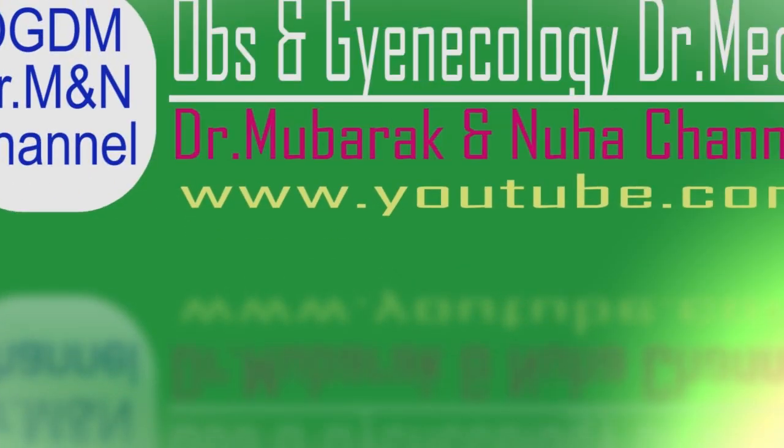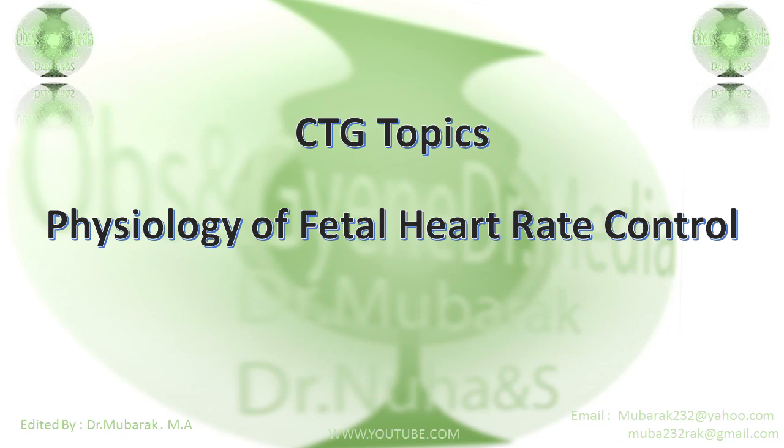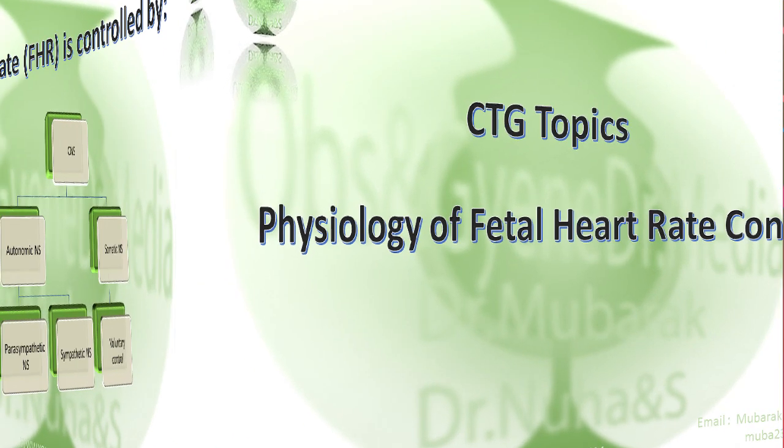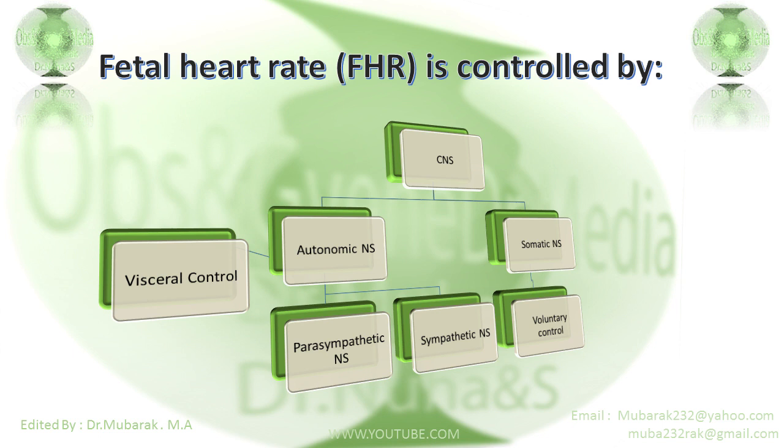Hello everybody. Today we are going to discuss physiology of fetal heart rate control. The fetal heart rate control, just like in adults, is controlled by both autonomic and somatic components of the central nervous system. The autonomic nervous system controls visceral functions and is composed of sympathetic and parasympathetic systems, which are constantly interacting with each other to increase and decrease the heart rate, respectively.